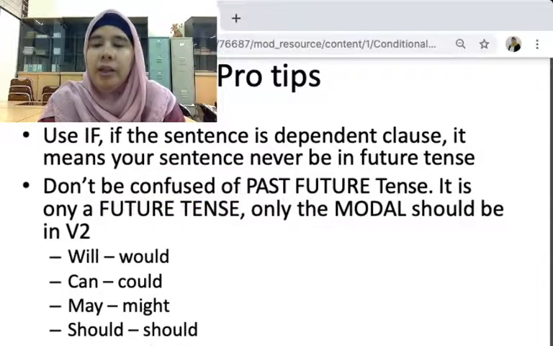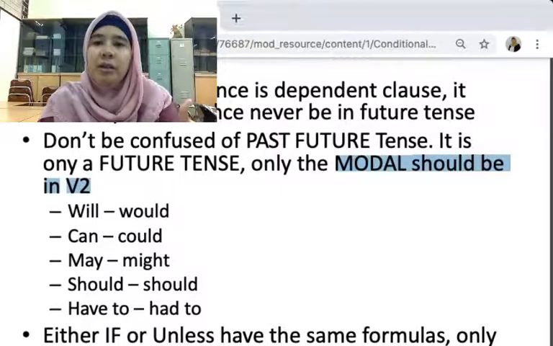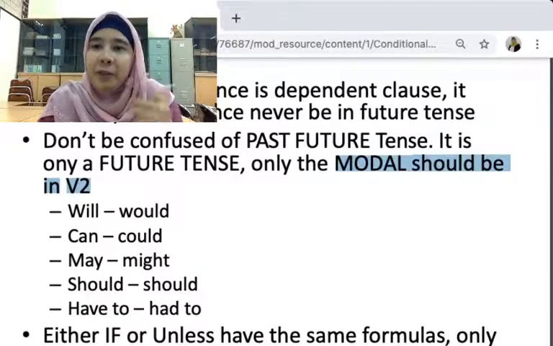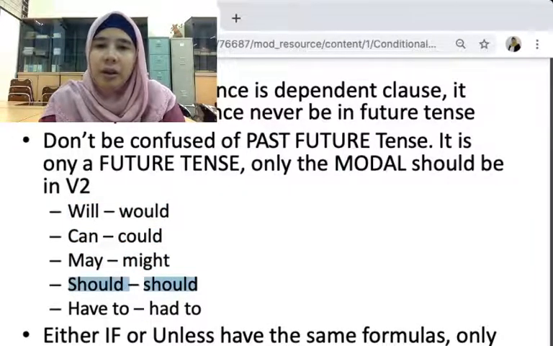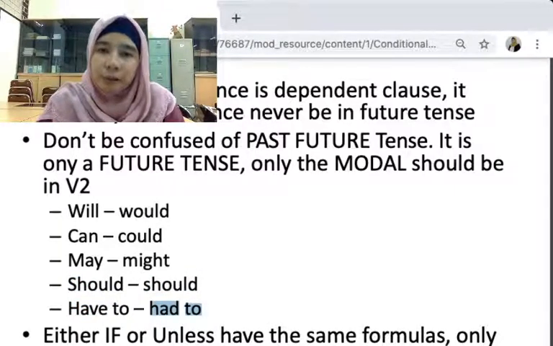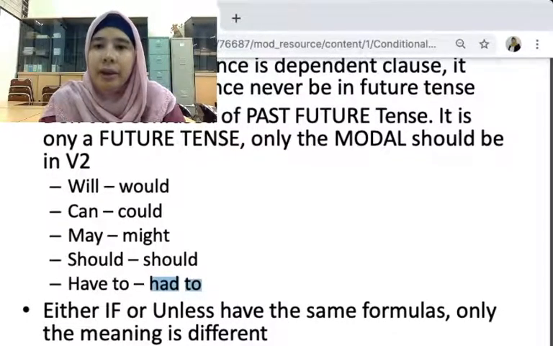Past future must have a modal in the form of verb to. The modal is just replaced with verb to. That's why it is often used in conditional clauses, because it is just regret. That's why past future is used. Will becomes would, can becomes could, may becomes might, should stays the same as should, and have to can also become had to. You can use any kinds of it: need to, needed to, got to. Okay, either if or unless have the same formula.